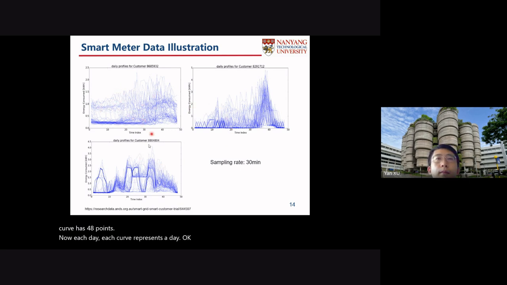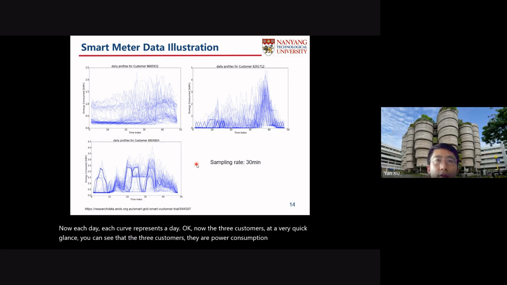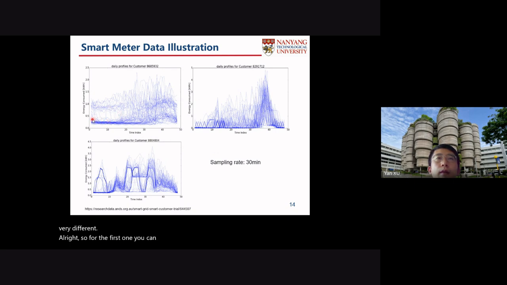Now, at a very quick glance, you can see that the power consumption profiles of the 3 customers are very, very different, right? For the first one, you can see during this time period, the power consumption is quite low, and during this time, the power consumption is high.